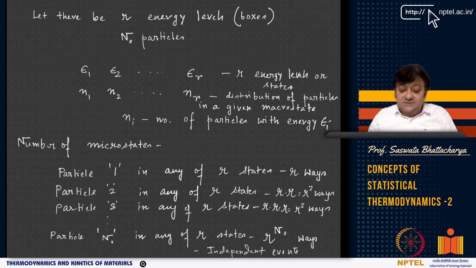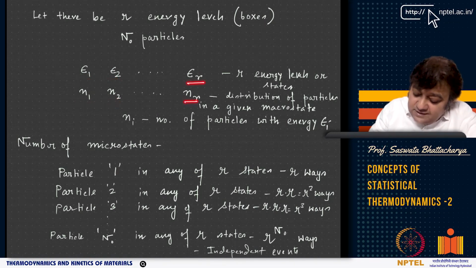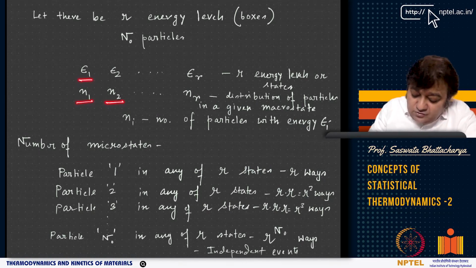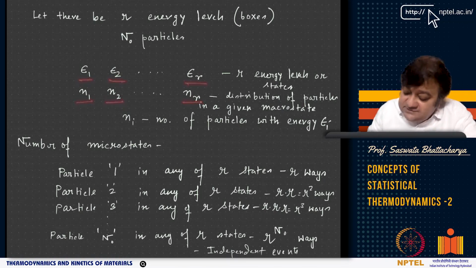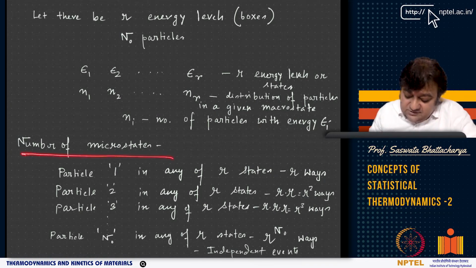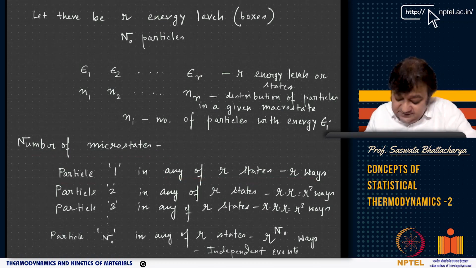Each of these discrete energy levels will contain some number of particles. For example, n1 particles will go to epsilon 1, n2 particles will go to epsilon 2, and nr particles go to epsilon r. So this arrangement of n1 particles going to epsilon 1, n2 to epsilon 2, and nr to epsilon r is itself a state, right? So Ni is the number of particles with energy epsilon i, and i goes from 1 to R. Now if I want to calculate the number of microstates, particle 1 can be in any of the R states, which is R ways. Particle 2 in any of the R states, again R ways.